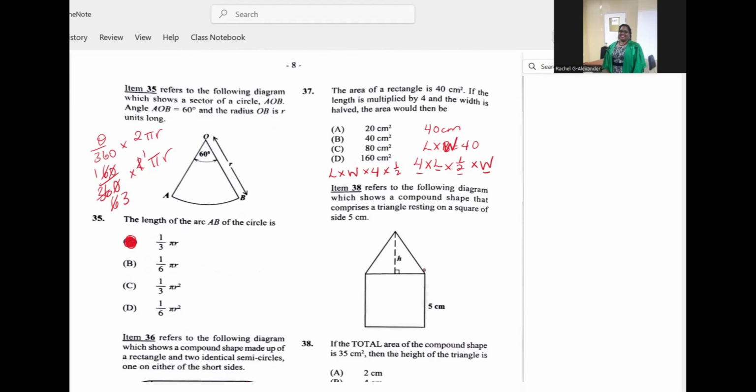So technically, if the area, which is length by width, is 40, and then they say we multiply the length by 4 and we halve the width, that is the same as multiplying by 2. So 40 times 2 is 80.